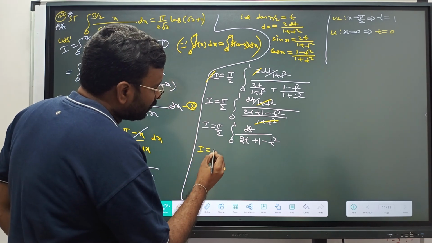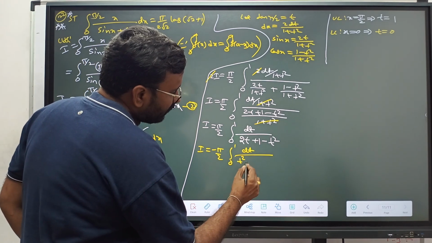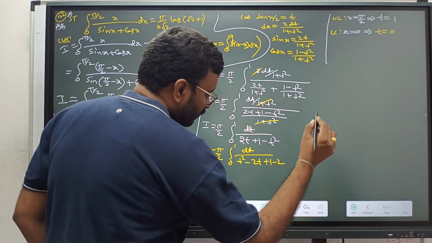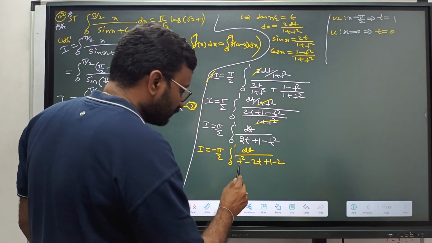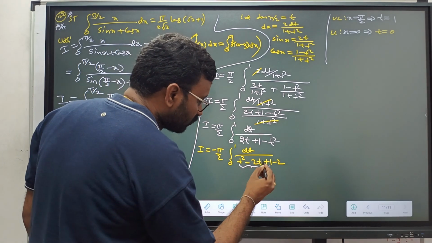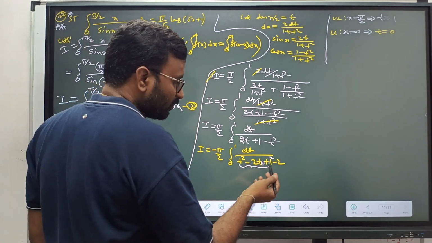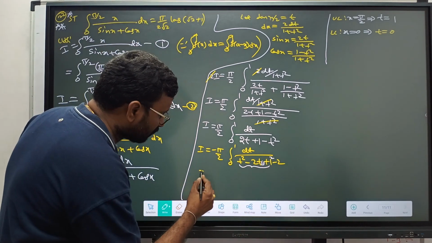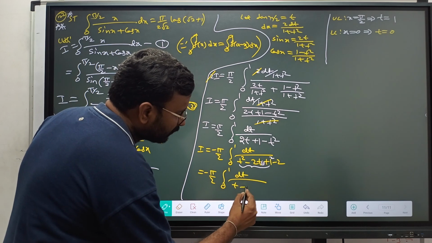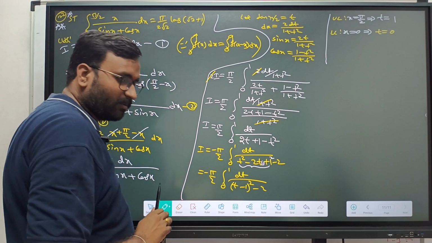So I is equal to minus pi by 2 integral 0 to 1 dt by t square minus 2t, minus 1. Minus 1 I am writing as plus 1 minus 2. Can I write? Why? To convert this part into perfect square. A square minus 2ab, b means 1. Can we write 1? B square means 1 square. So which is a square minus 2ab plus b square, a minus b whole square. So which is equal to minus pi by 2 integral 0 to 1 dt by t minus 1 whole square minus 2. To eliminate this minus, apply minus again in the denominator.